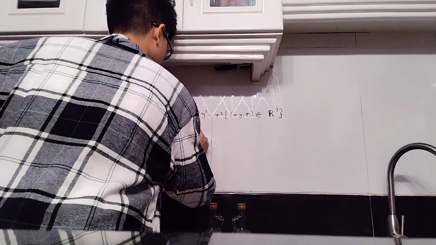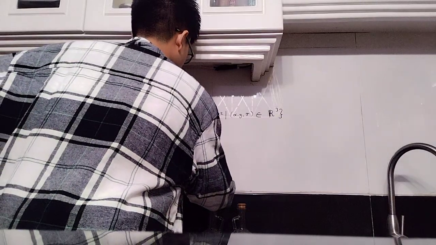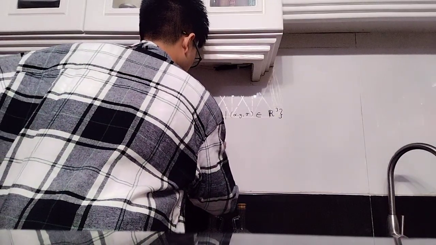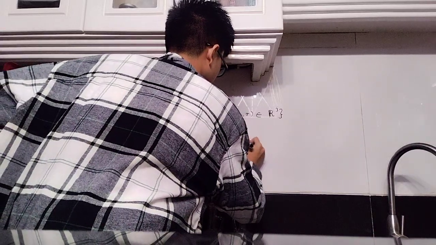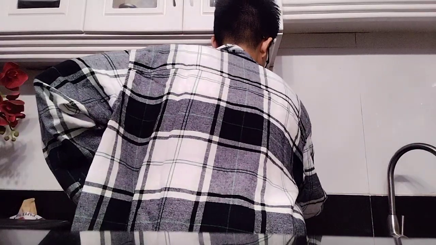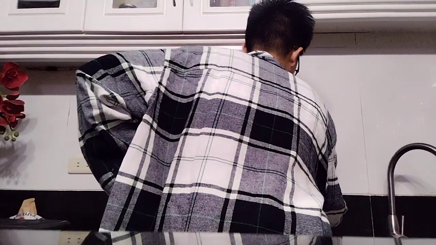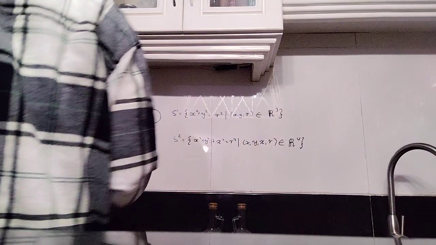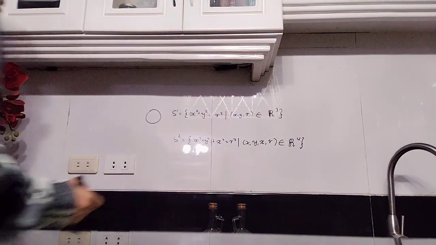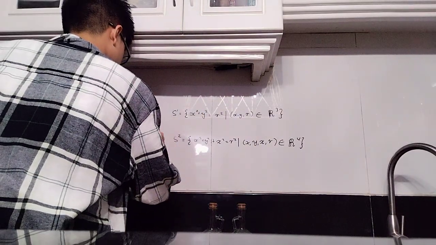S2 is the unit sphere. X squared plus y squared plus z squared equals r squared, such that the quadruplet x, y, z, r exists in R4. Okay, so that exists in R4. So it would look something like this.